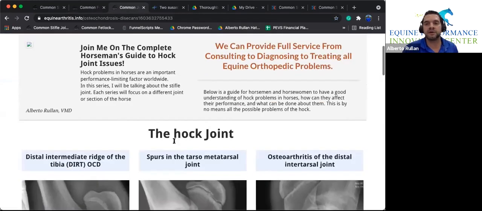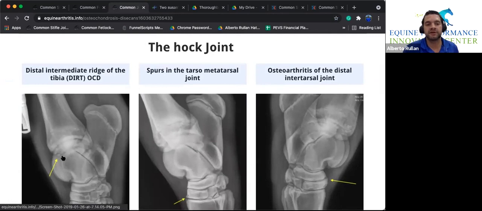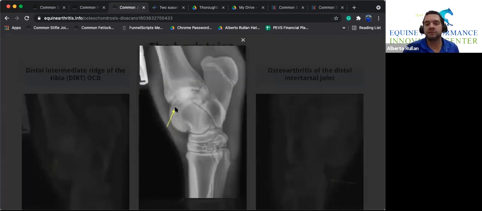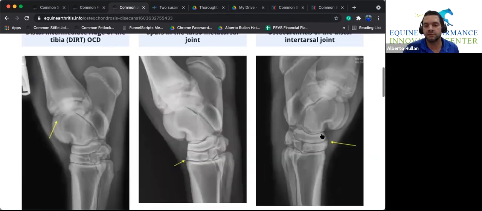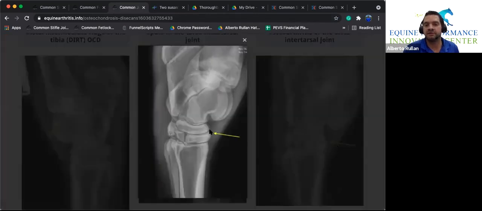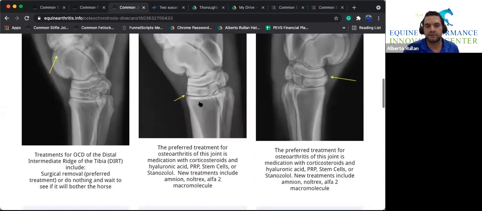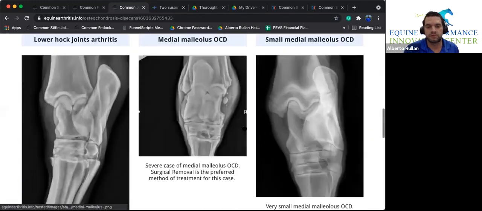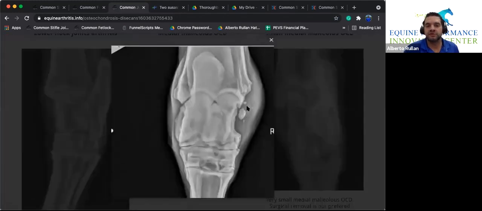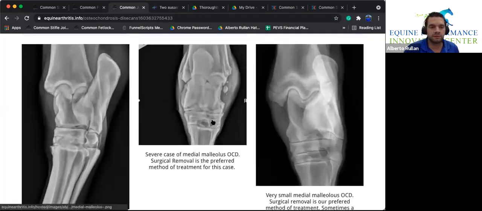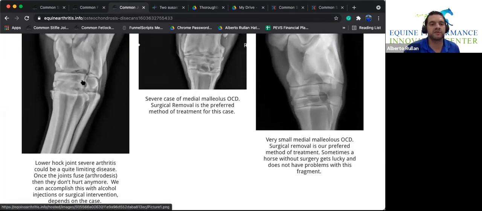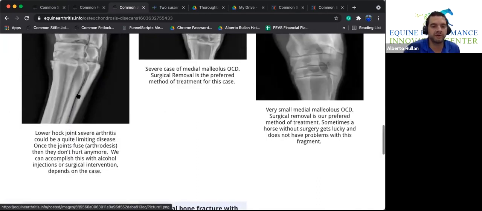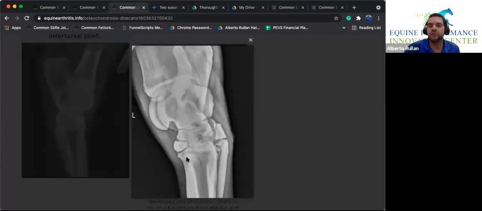Then the same thing for the hock. You can find OCDs in the distal intermediate ridge of the tibia. You can find arthritis. You can find more arthritis in the tarsometatarsal joint. Then you can find OCDs on the malleolus. Then this is a horse with decreased joint space for sure. So you can see remodeling, you can see decreased joint space in multiple areas. This is a horse with a fracture of the third tarsal bone.